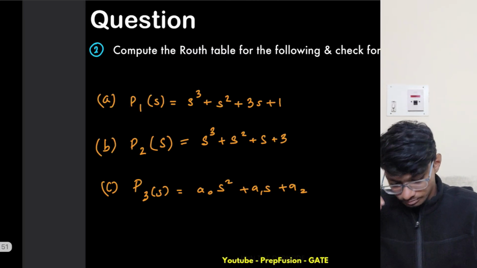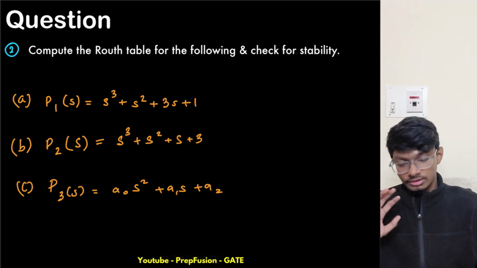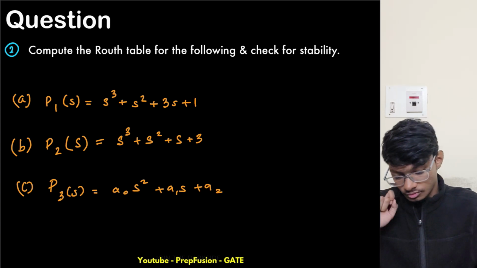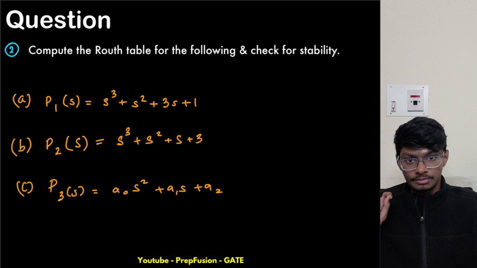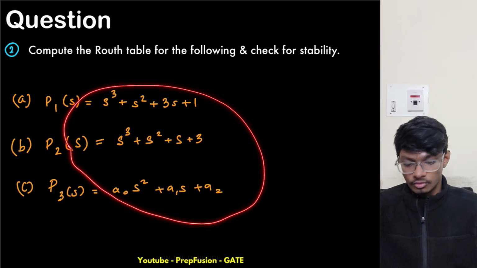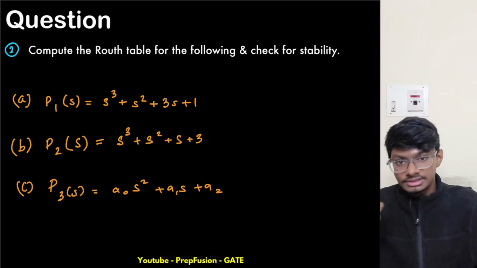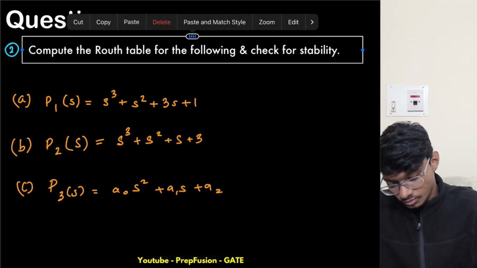Now I have a few questions. I will give you these questions as homework and you will solve them. I will solve them in the next lecture. We have to compute the Routh table for the following polynomials and check for stability. Assume that these are my closed loop characteristic equations.